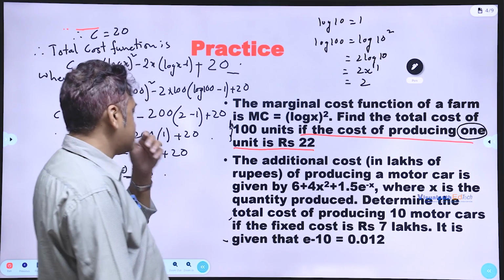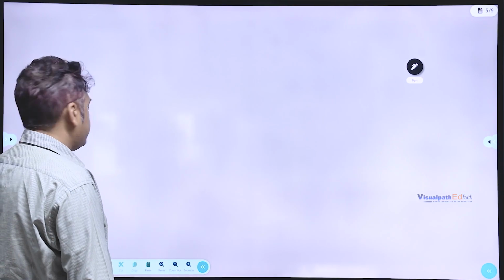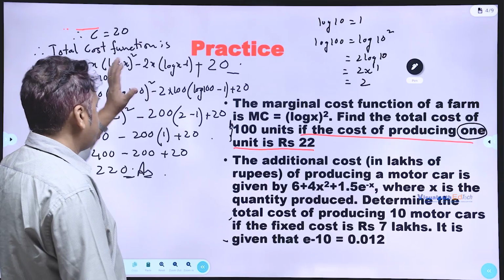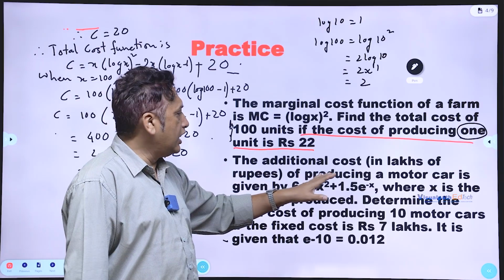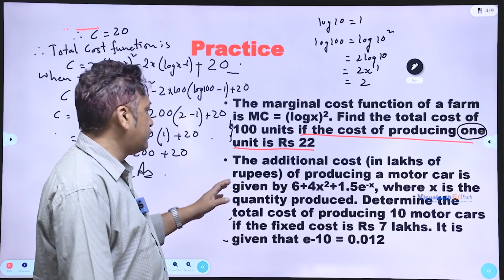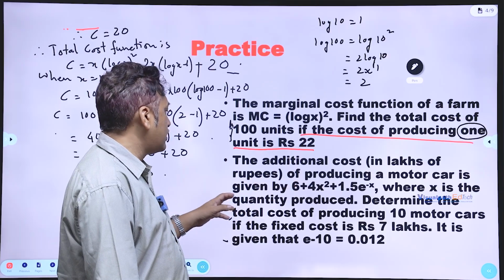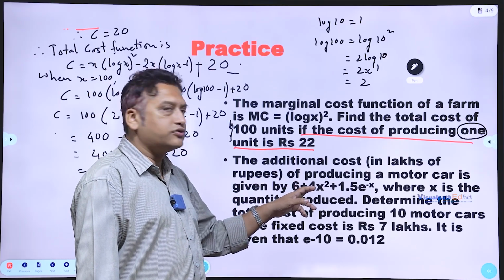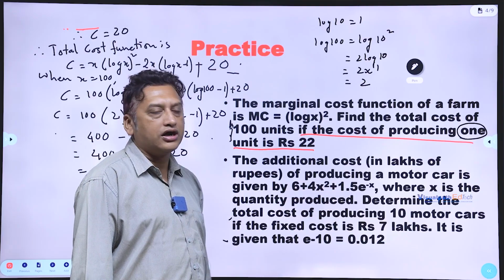We'll do another very interesting sum. Let me see if we'll do it in the next slide. So I'm not rubbing this. It says the additional cost in lakhs of rupees of producing a motor car is given by 6 plus 4x square plus 1.5 e to the power x.